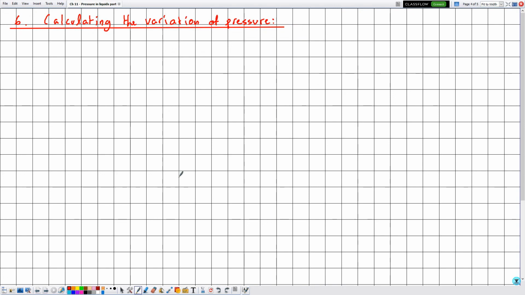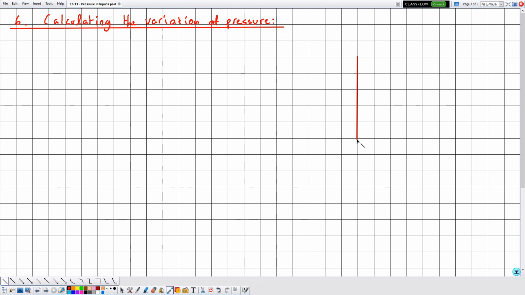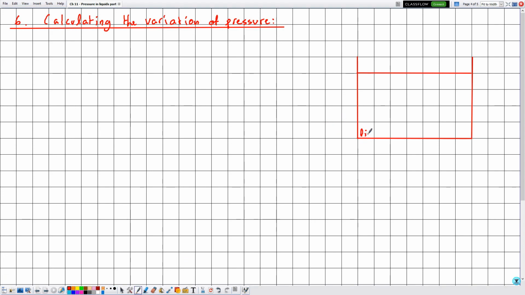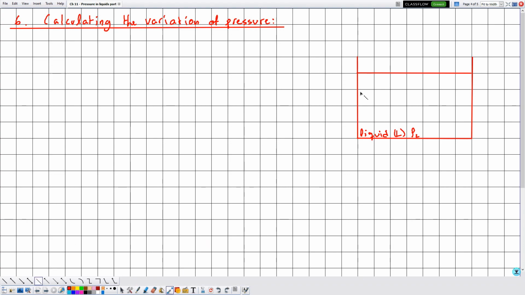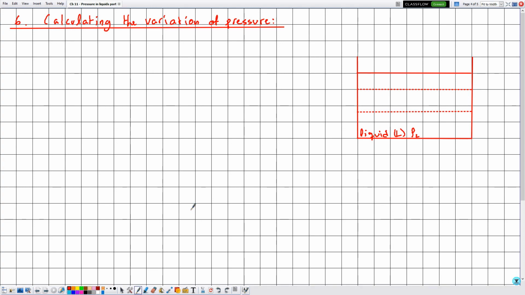So first let me consider a container filled with a liquid. Suppose that this is a container filled with a liquid L of density rho L. And let's consider a horizontal level inside this liquid, and another horizontal level. And let's consider 2 points. This is the point A at the horizontal level 1, and this is the point B on the second horizontal level.